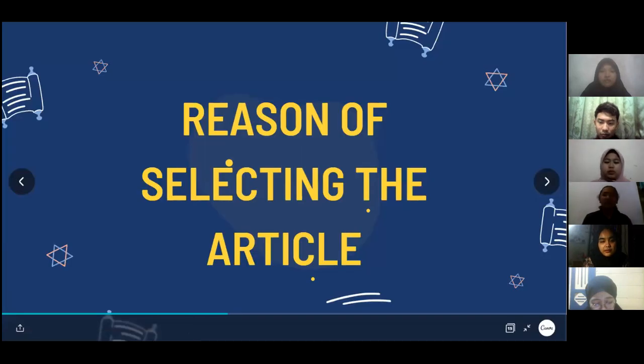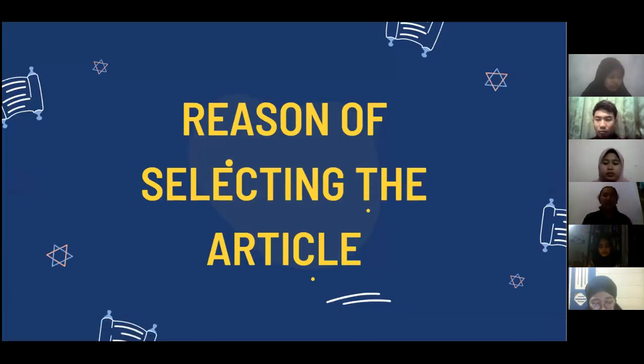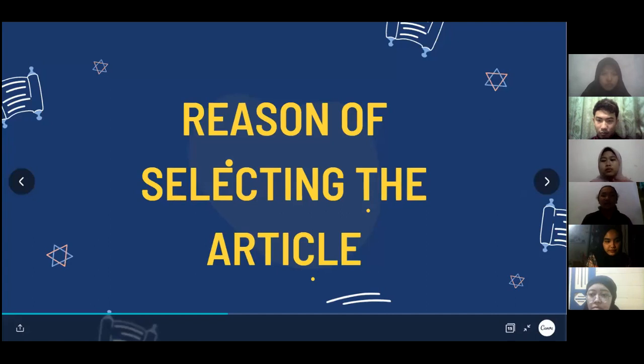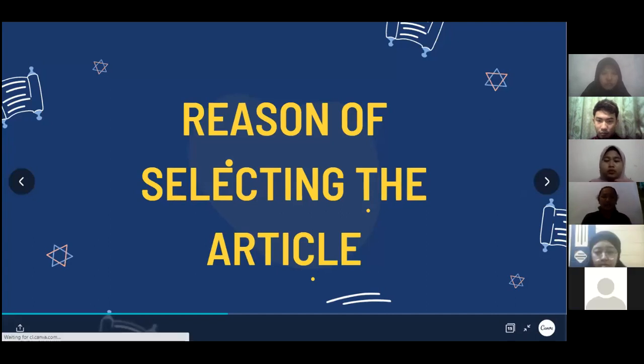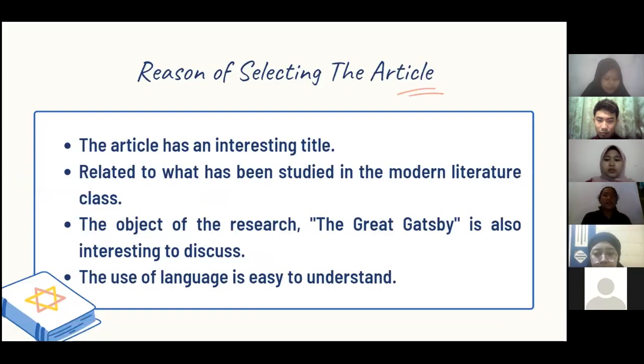Okay, thank you. My name is Mizan Sajjad, and I would like to explain the reason our group selected this article. The first point is the article has an interesting title, which is American Dream in J. Gatsby, as the main character of the Great Gatsby novel.